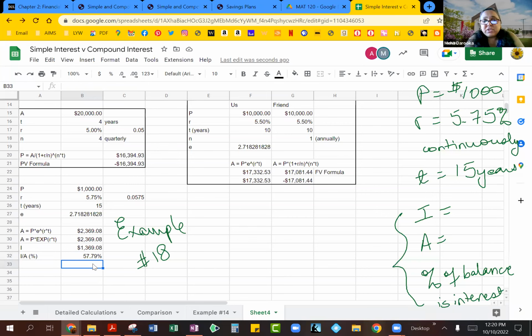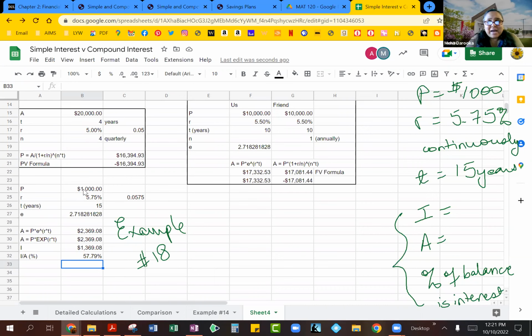So our interest of $1,369.08 is going to end up being 57.79% of the balance that you ended up with, the $2,369.08. I mean, that's a huge growth. So as I was telling you earlier, because these numbers are in thousands and 2,000, it may seem like our money didn't grow that much, but look at it in percentage, you had more than half of your money grow. You literally have 57.79%, which came from the interest you earned over these 5 years.